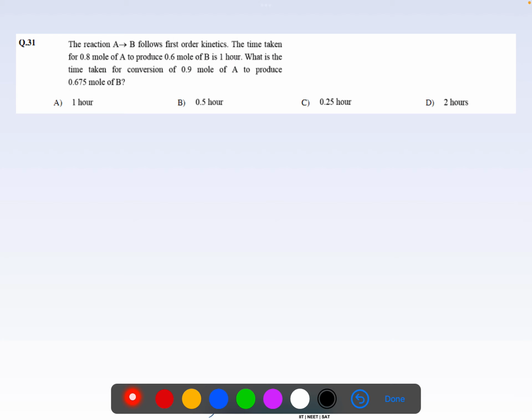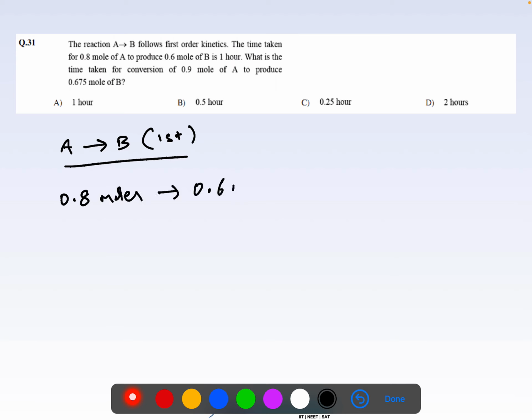Reaction A to B follows first order kinetics. So this is a reaction A to B and it is a first order reaction. Here it is given that 0.8 moles of A convert into 0.6 moles, taking 1 hour. And the question is, what will be the time taken for conversion of 0.9 moles to 0.675 moles?